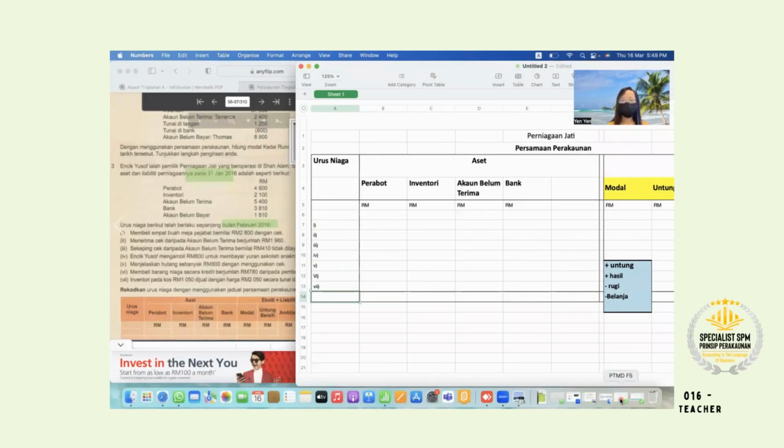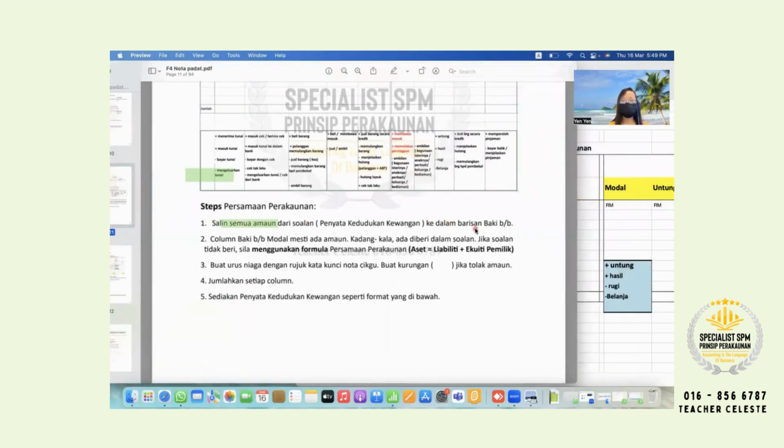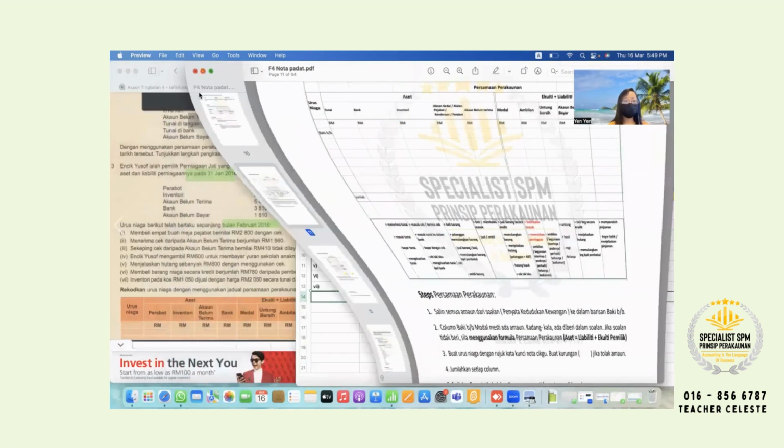Okay, continue. Okay, you see the note here, teacher giving you the step here. Salin semua amount dari soalan penyata kedudukan kewangan ke dalam barisan baki BB. So you must add on one, that one is calling baki BB column. So copy all the figures from the soalan PKK.